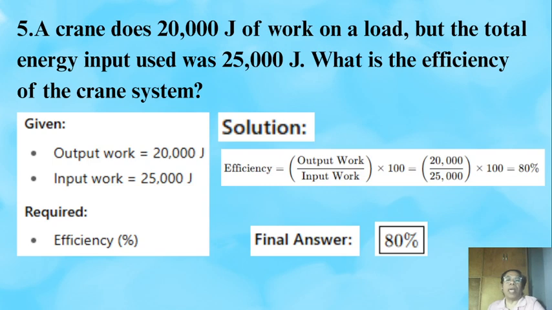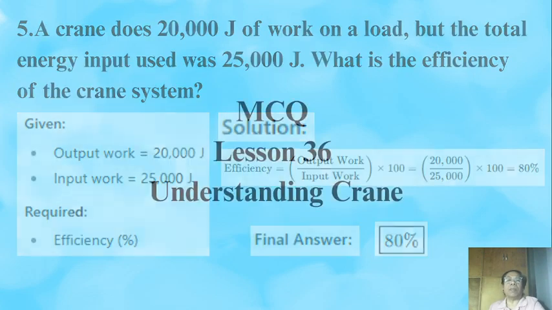Number 5. A crane does 20,000 joules of work on a load, but the total energy input used was 25,000 joules. What is the efficiency of the crane system? Given output work 20,000 joules, input work 25,000 joules, required efficiency. Use the formula efficiency is equal to output work over the input work times 100. Substitute the given data and the final answer is 80%.